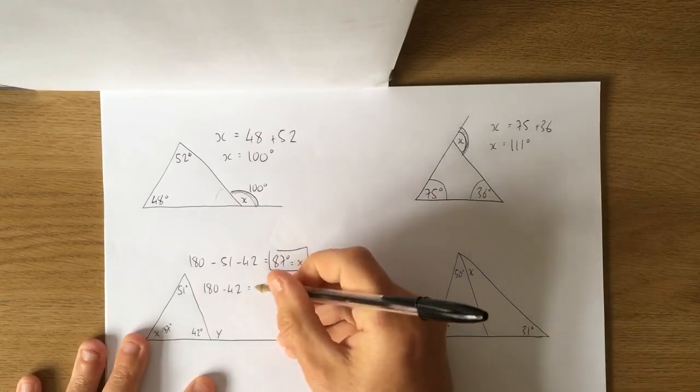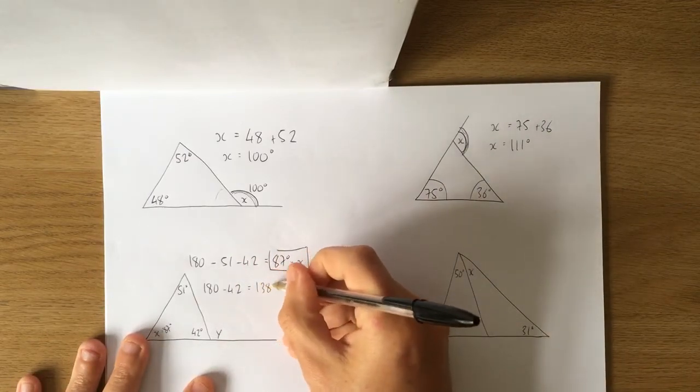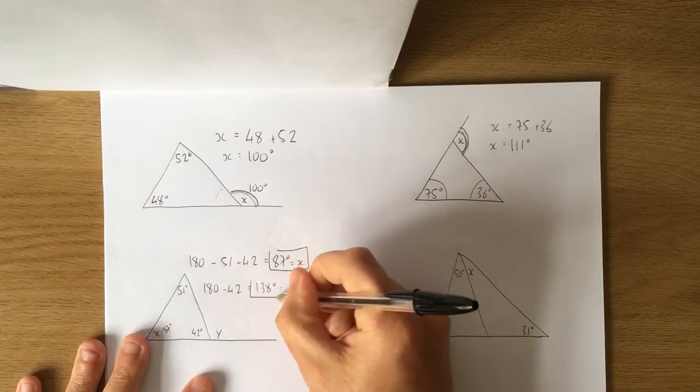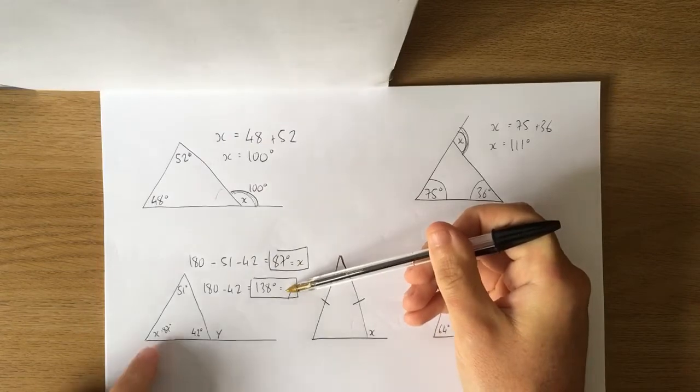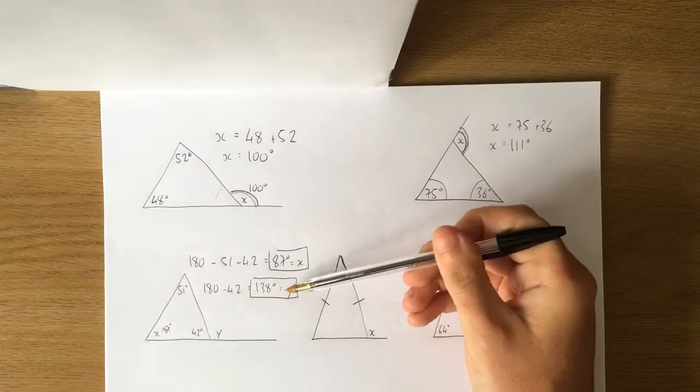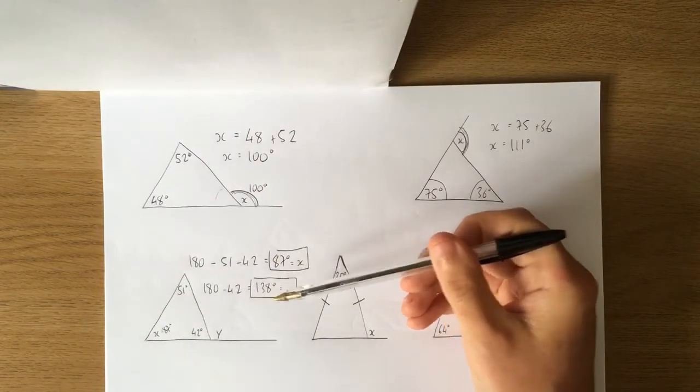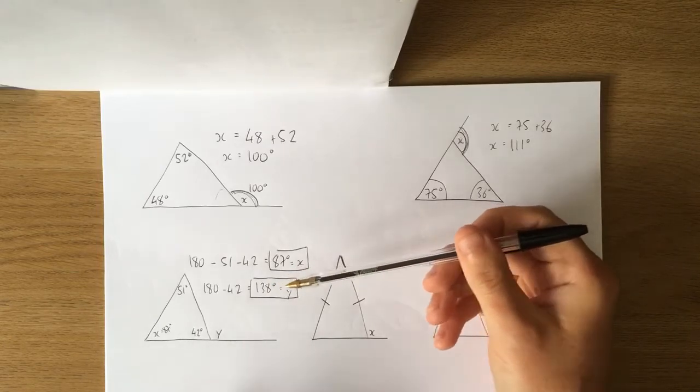is 138 degrees. And that's how big y is. You could check your answer for y then by going, is 87 plus 51 equal to 138? Yes, it is. Okay, so it seems like I've got that one right.